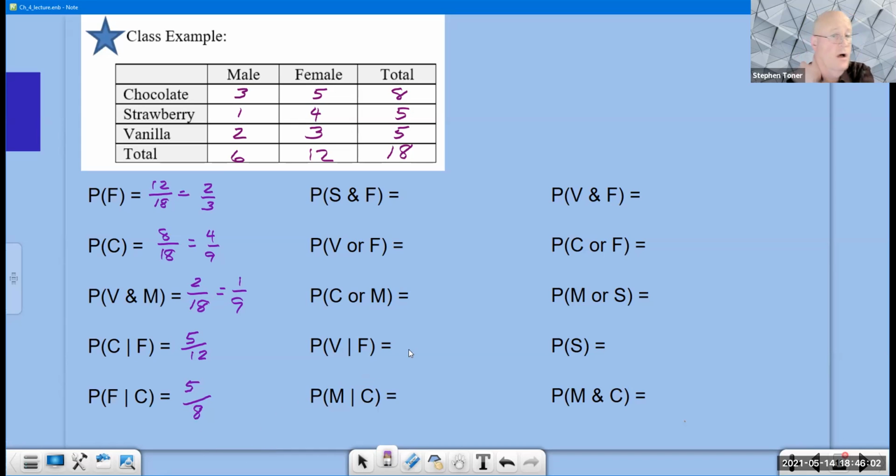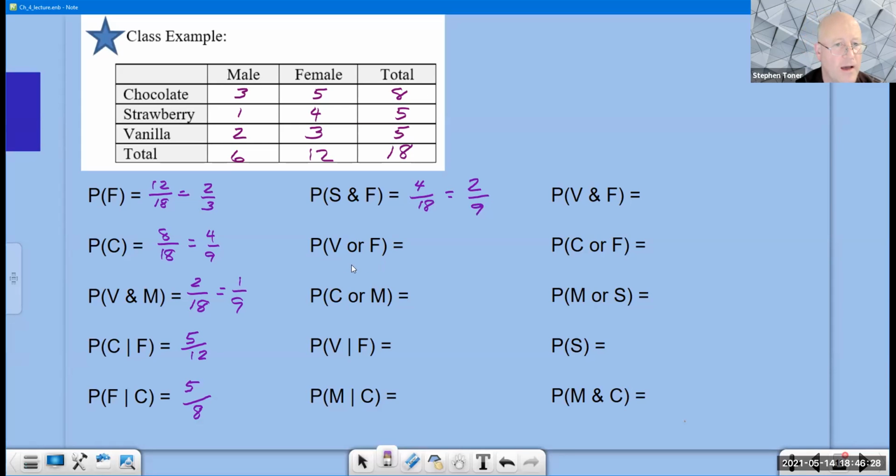Moving on to the next column, S and F, someone who wants strawberry shake, and is a female. That's the overlap of that row and that column, and that's where the 4 in this table is. 4 out of the 18 people, and 4/18 is going to reduce to 2/9.